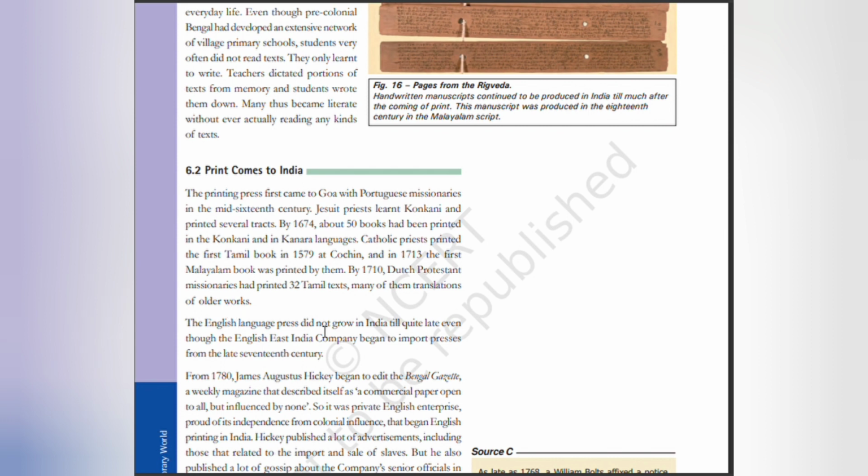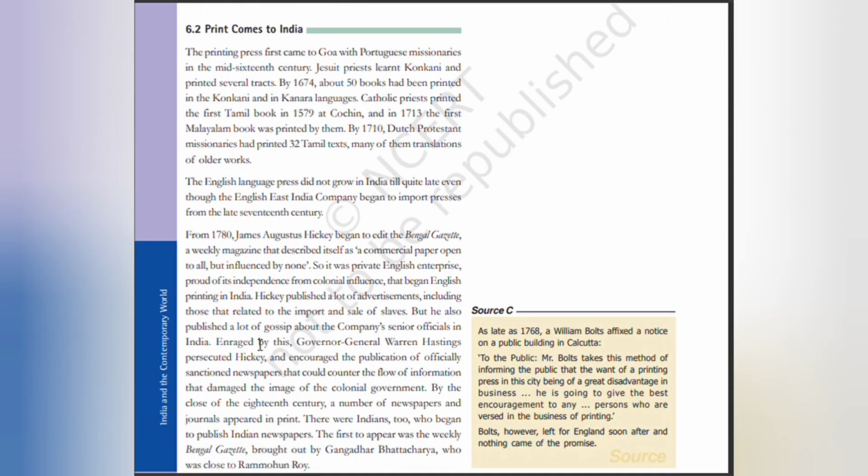The English language press did not grow in India until quite late, even though the English East India Company began to import presses from the late 17th century. From 1780, James Augustus Hickey began to edit the Bengal Gazette, a weekly magazine that described itself as a commercial paper open to all but influenced by none. So it was a private English enterprise, proud of its independence from colonial influence, that began English printing in India.